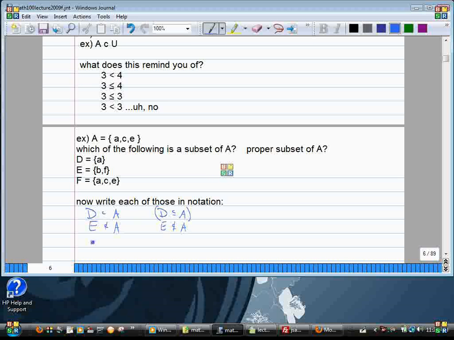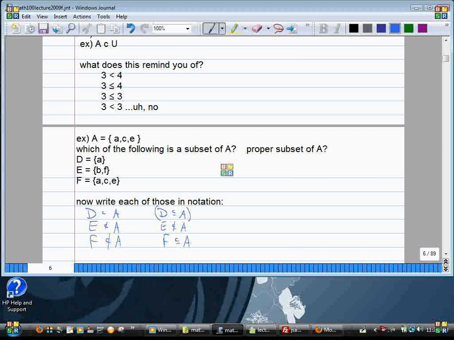Now what about for F? Is this true? No, this is not a proper subset. I've got to put a slash through it. But what about over here? Is this true, or do I have to put a slash through it? This is true, exactly. Okay.